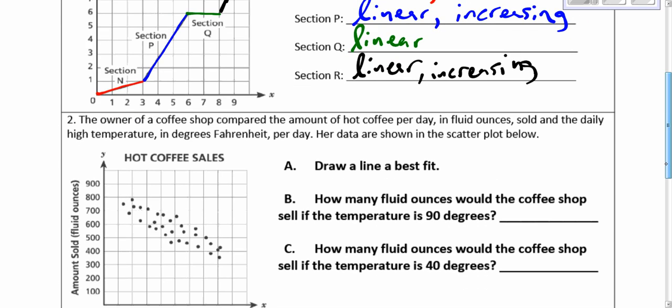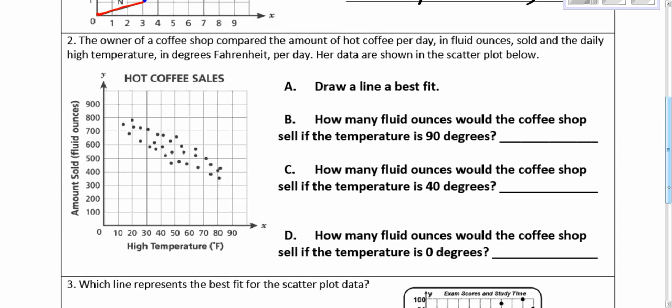Number two, the owner of a coffee shop compared the amount of hot coffee per day in fluid ounces sold to the daily high temperature in degrees Fahrenheit per day. Her data are shown in the scatter plot below. A, draw a line of best fit. So you take out a ruler and you try to line it up so that it's through the middle of as many of the points as possible. I'm just going to use my finger, so it's not going to be as good as yours. So something like that, it should be a straight line. Because I didn't use a ruler, mine's not exactly a straight line.